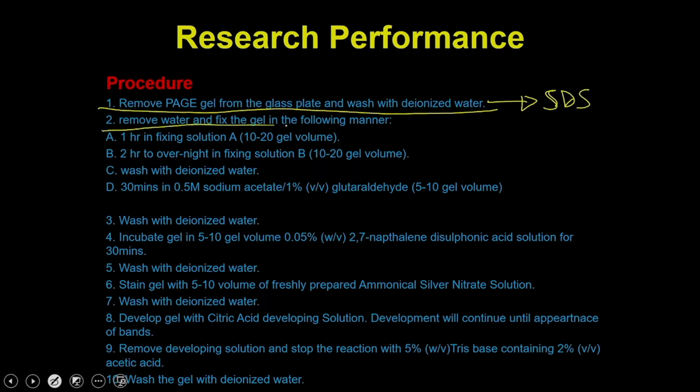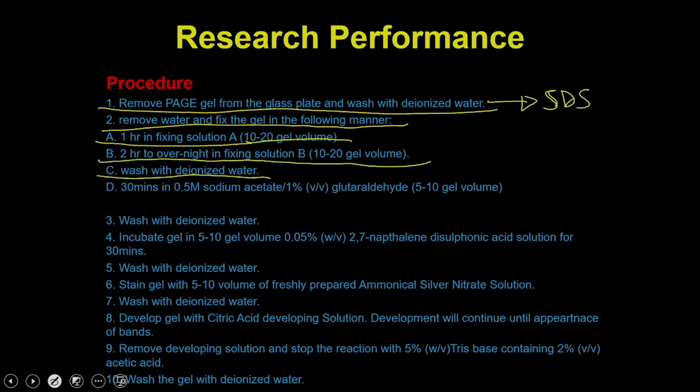Then you remove the water and fix the gel in the following manner. You first fix it in fixing solution 1 for 1 hour. Then you fix it for 2 hours to overnight in fixing solution B, and then you wash it with deionized water, and then you incubate it in 0.05% sodium acetate containing glutaraldehyde. This is also a fixative which you are going to use.